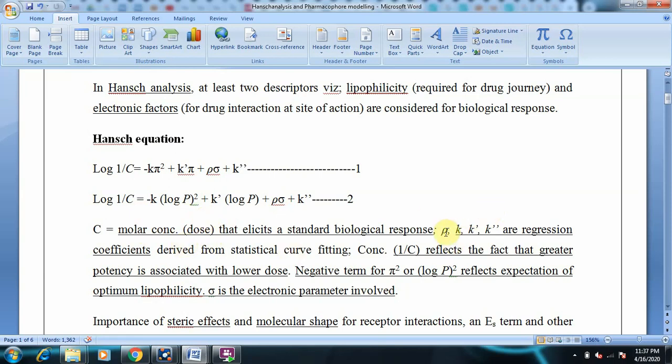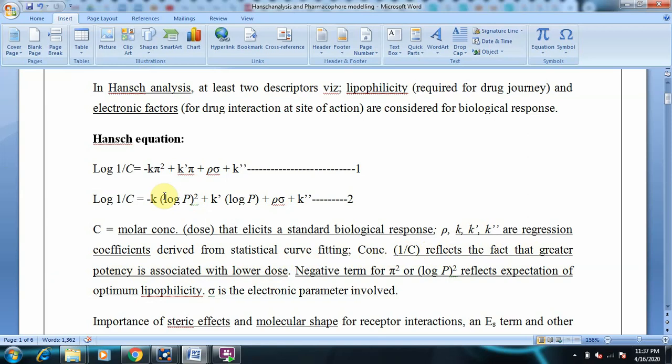And as we said, rho and k prime are regression coefficients which are derived from standard curve fitting. And the concentration term 1 by C reflects the fact that greater potency is associated with lower dose. As we said, 1 by C is used. Why? Because it reflects the fact that greater potency is associated with lower dose.